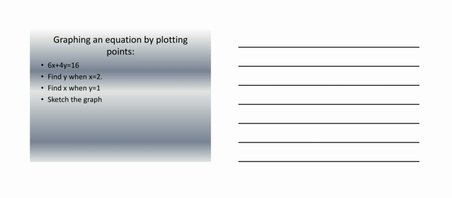Graphing an equation by plotting points. Well, we can graph intercepts, we can make a table, or in general we can just plot points. We can select points to plot, in other words. In this case our equation is 6x plus 4y equals 16. Find y when x equals 2. Find x when y equals 1, and sketch the graph.